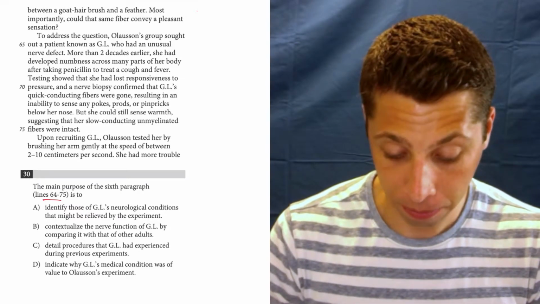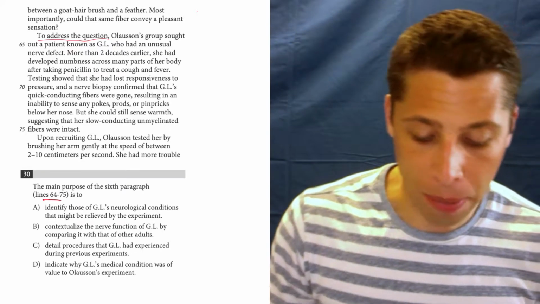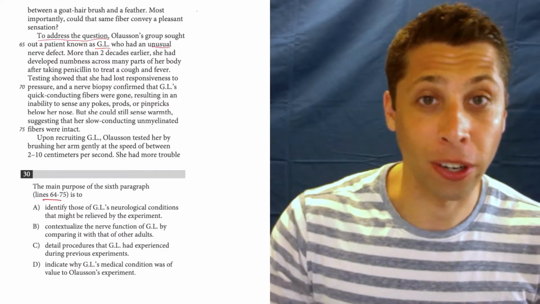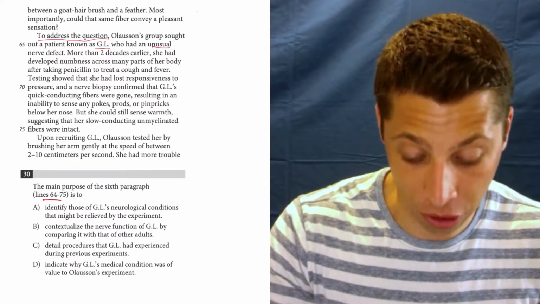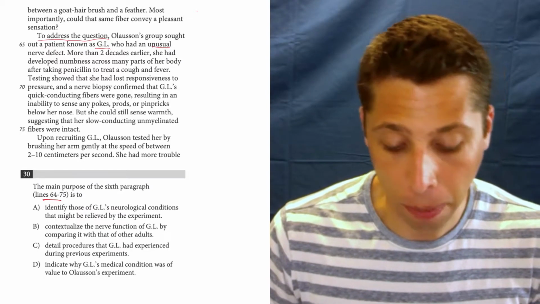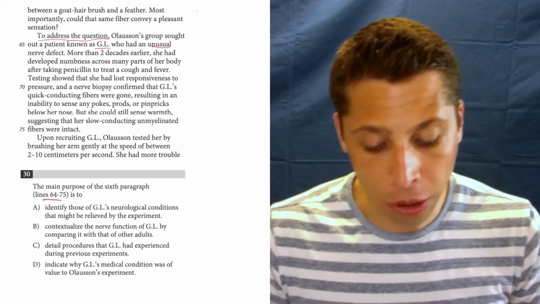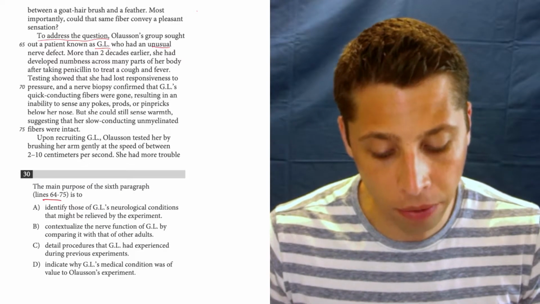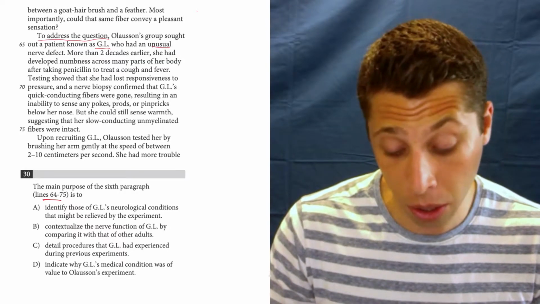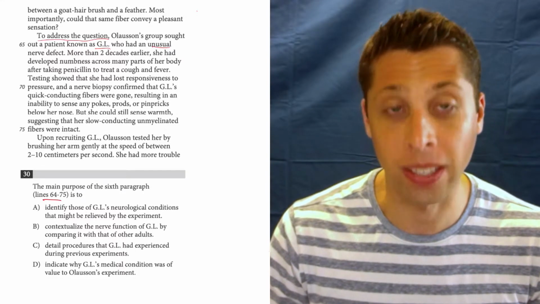Now we get into the paragraph. "To address the question," okay, that seems important, "Olausson's group sought out a patient known as GL," okay, "who had an unusual nerve defect." So they're trying to answer a question by finding this unusual person, GL. "More than 2 decades earlier, she had developed numbness across many parts of her body after taking penicillin to treat a cough and fever. Testing showed that she had lost responsiveness to pressure, and a nerve biopsy confirmed that GL's quick-conducting fibers were gone, resulting in an inability to sense any pokes, prods, or pinpricks below her nose. But she could still sense warmth, suggesting that her slow-conducting, unmyelinated fibers were intact."